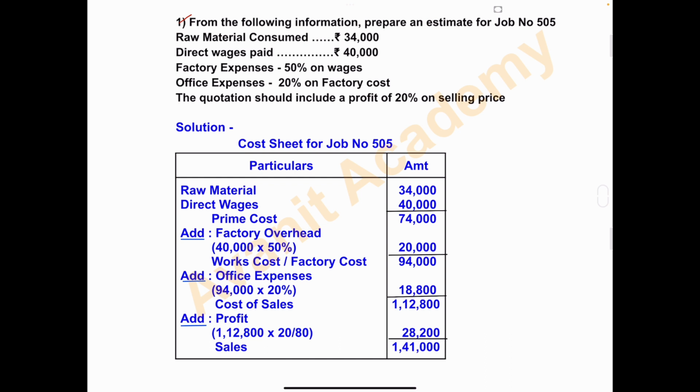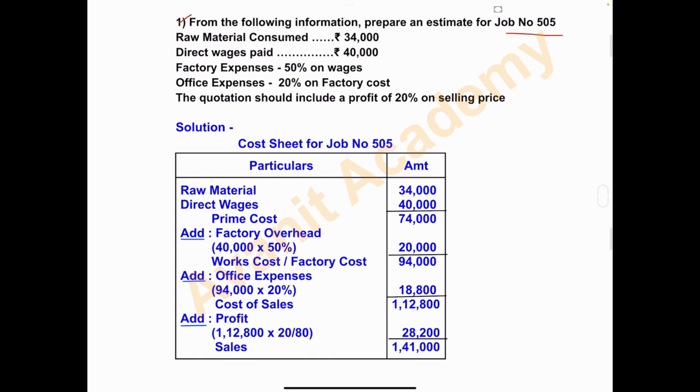Office expenses 20% on factory cost. Factory cost means works cost. So office expenses we have to charge on factory cost, that is 20% of works cost. The quotation should include a profit of 20% on selling price, and we have to calculate 20% profit on selling price. So by taking all this information, we have to prepare job cost sheet for job number 505.